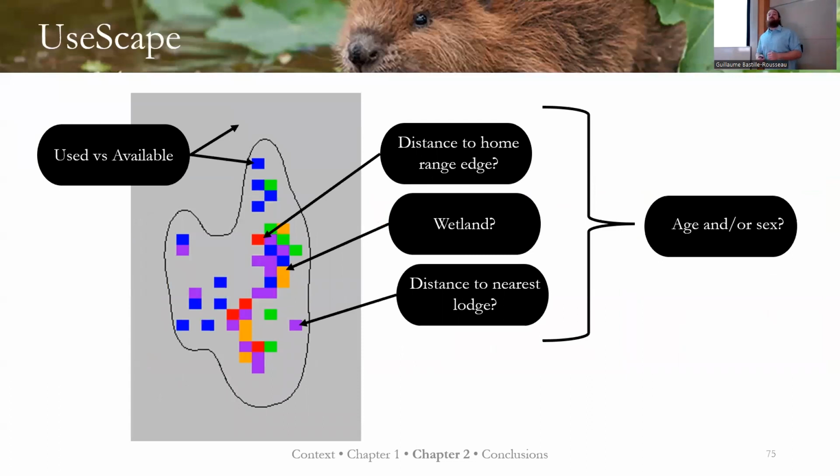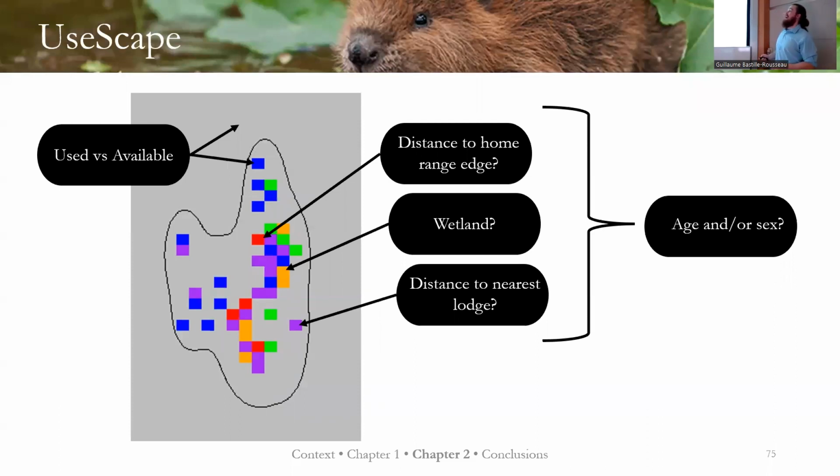And so then we wanted to see what was influencing the occurrence of these different types of use on the landscape. And so we wanted to evaluate this with respect to distance to the home range edge, whether or not a pixel was wetland or not. And then we also wanted to know the distance to the nearest lodge or den. And we got distance to lodge and den based off of the clusters we were able to highlight. We did confirm that these were lodges and dens during field work through ground truthing efforts.